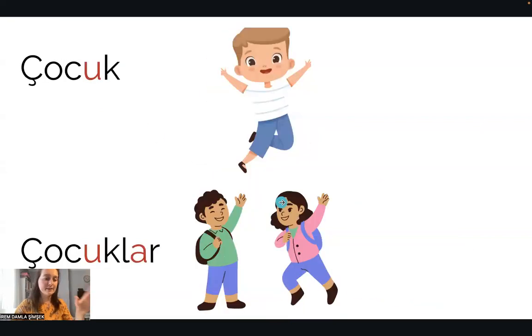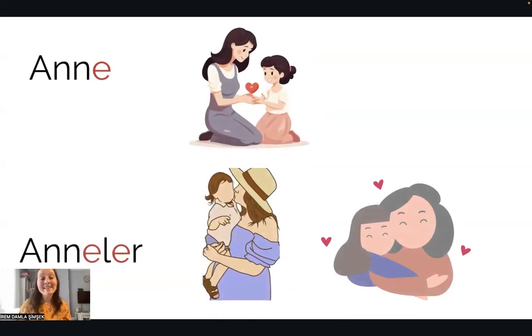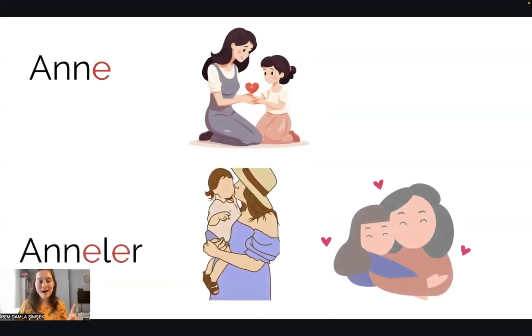And okay, so this is the lar group. Let's talk about the details of ler. The plural suffix ler. You know, we have two options. Anne. Okay, mom, mother. Anneler, mothers. Okay, as you see, look at here. This is a perfect example. As you see, anne has two vowels. The first vowel, the second vowel. So you have a and you have e.